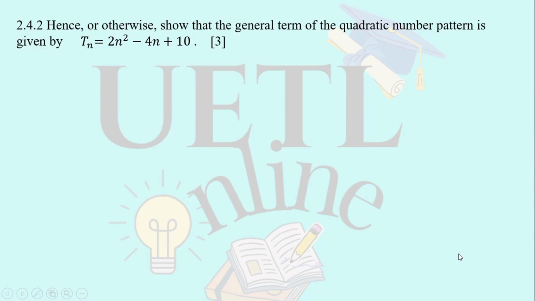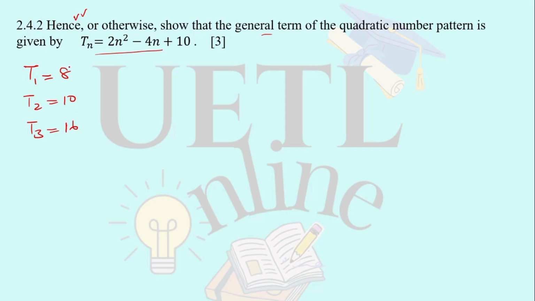Now, the other part is saying, hence or otherwise, show that the general term of the quadratic pattern is given by this. I usually choose hence because it will be the smallest part. Otherwise can also get you there, but this one is the smallest part. So now let's take the information we have from the previous part. We got that T1 is equal to 8, T2 is equal to 10, then T3 is equal to 16. This is the important information we got from the last question.